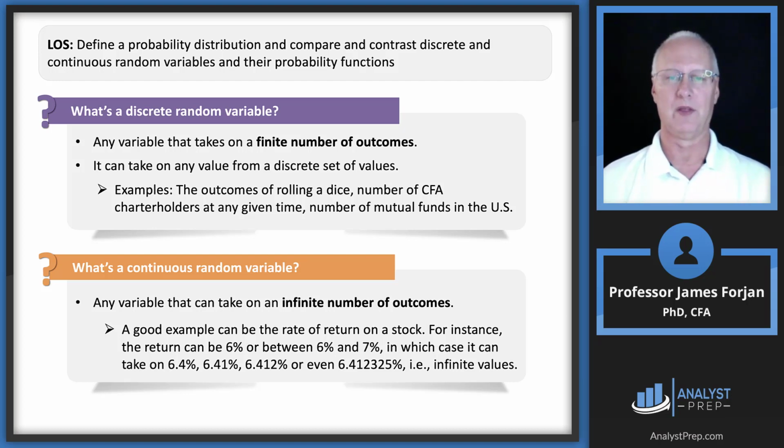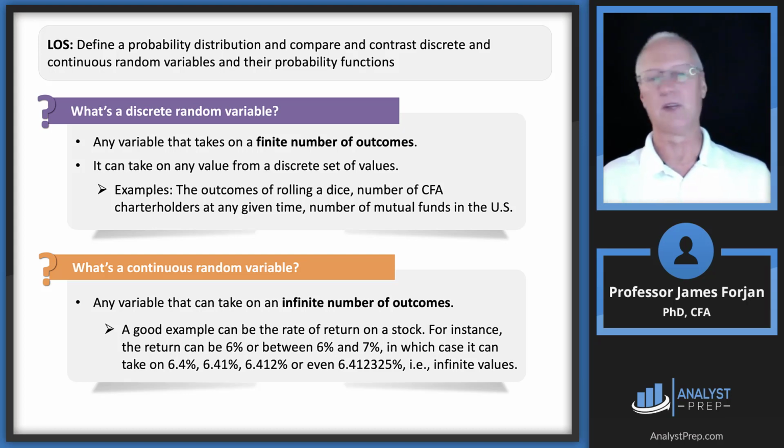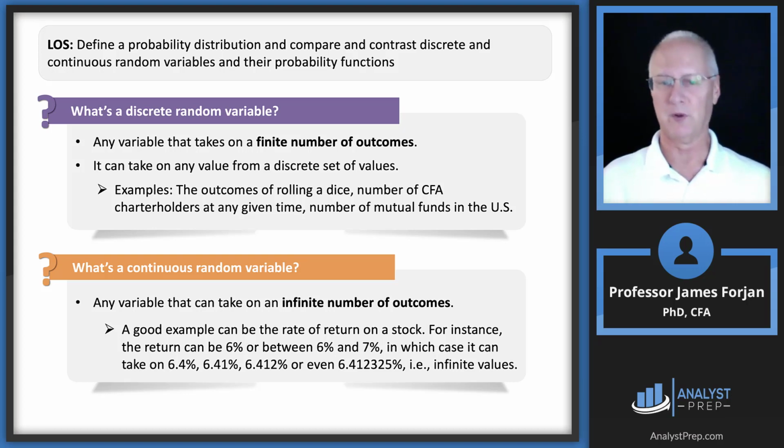Continuous random variable, on the other hand, can take on an infinite number of outcomes. So notice we have bolded there, finite and infinite, as a distinguishing difference between discrete and continuous random variables. And so look at the example that we give. Clearly you can have a rate of return of 6% or between 6 and 7%. And that might sound like it's discrete, but of course it could be 6.4, which is between 6 and 7. It could be 6.41 or 6.412 or a whole bunch of numbers. Those are all between 6 and 7. So there's that concept of infinity.